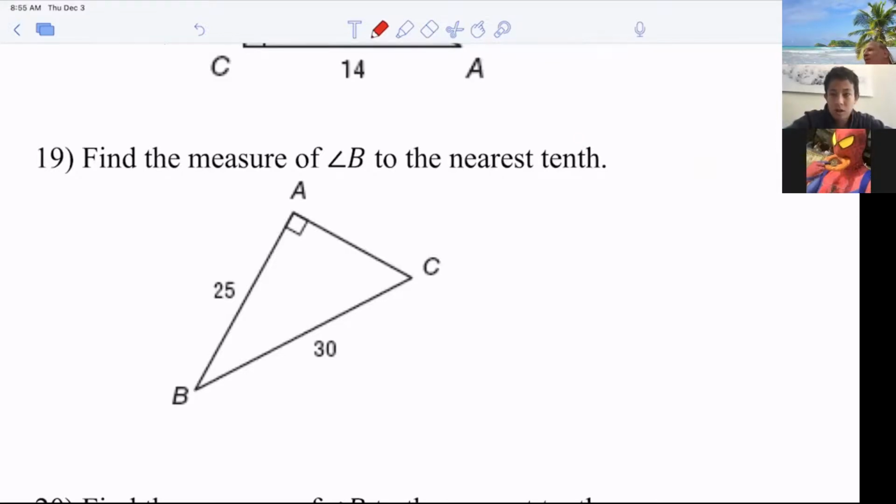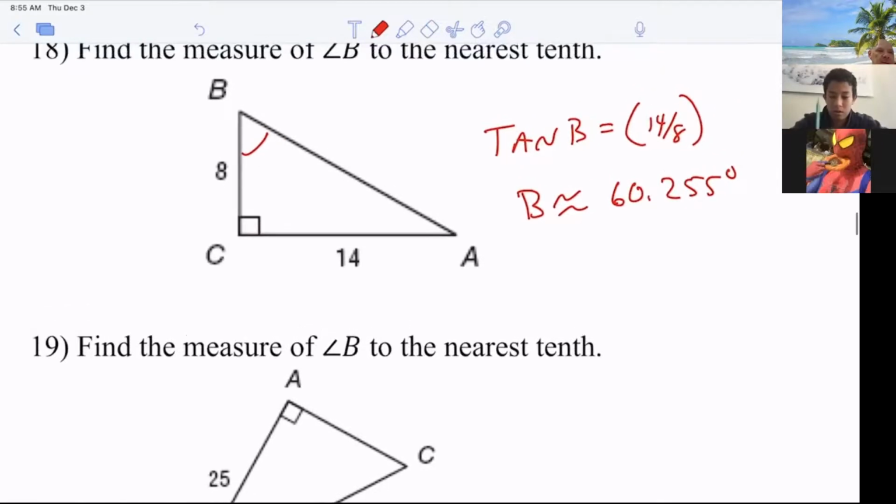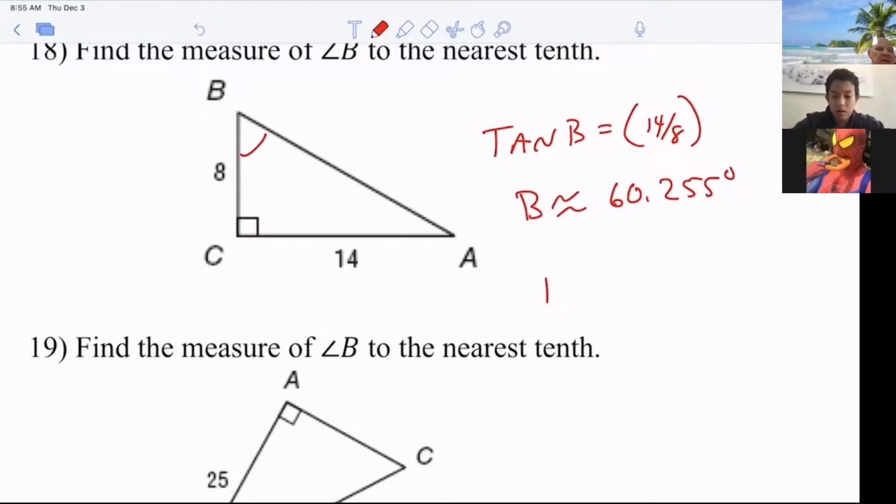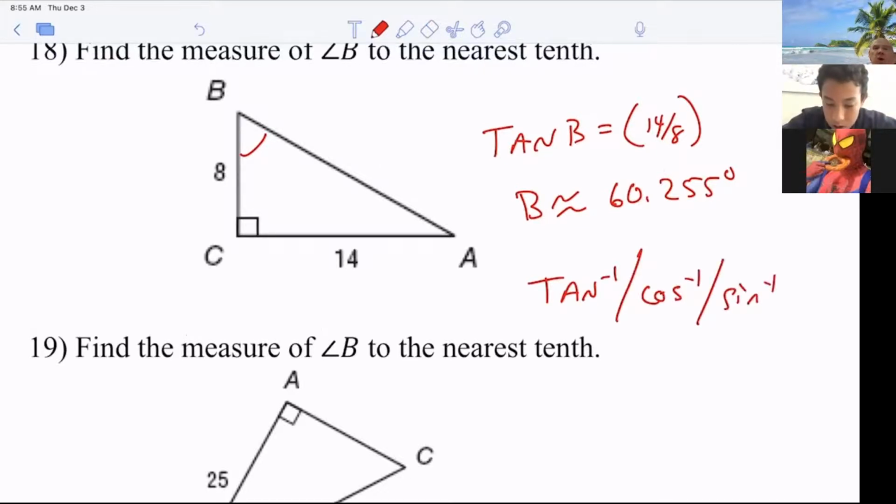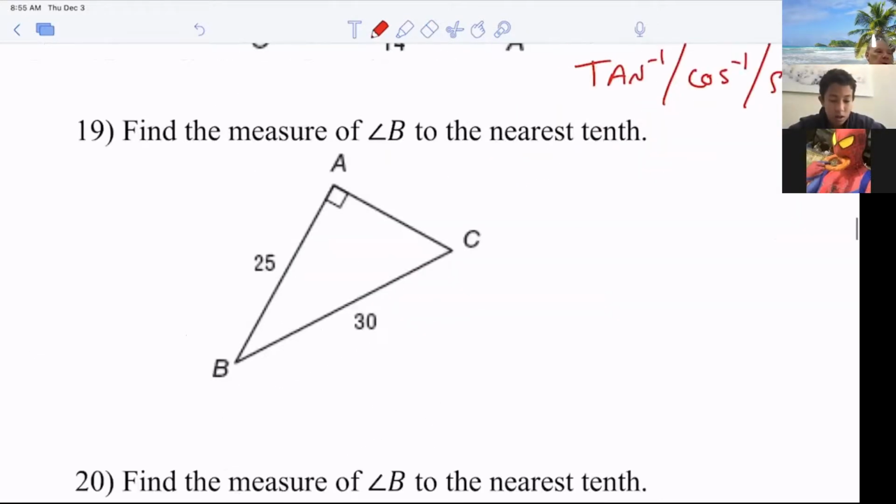How do you know how to do the inverse? It's the tangent -1, cosine -1, sine -1, all used when you're looking for an angle. Okay. All right, always use inverse sine, inverse cosine, inverse tangent when you're looking for an angle. All right, here we go.